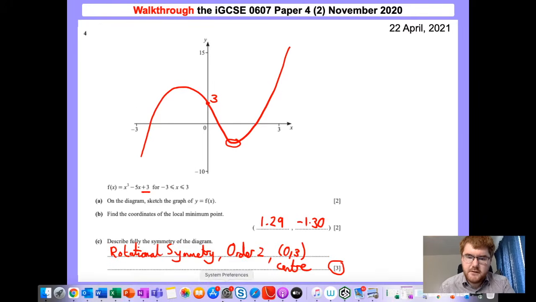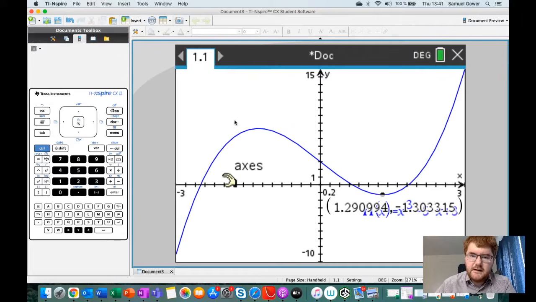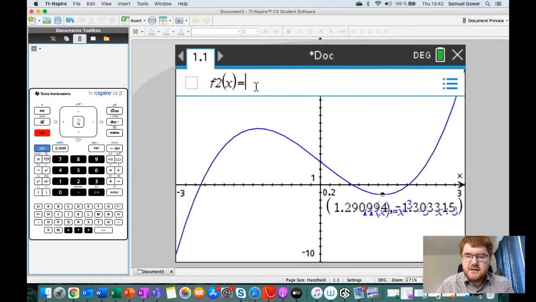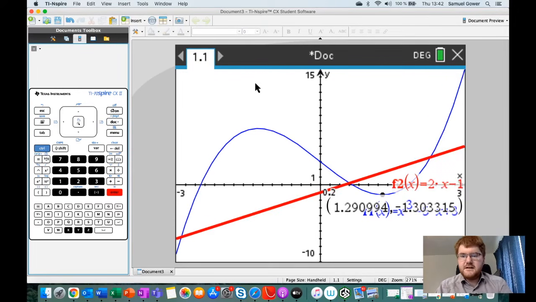So if I go to our GDC, like so, we press the tab button. This is a very useful shortcut. If you press the tab button, you can then type in the second function straight away, and remind myself, yep, it's 2x minus 1. So you go 2x minus 1, press enter, and you'll get a straight line that goes across like so.